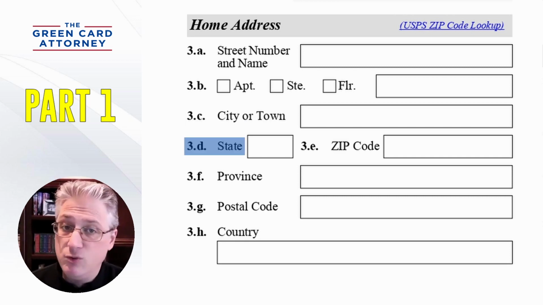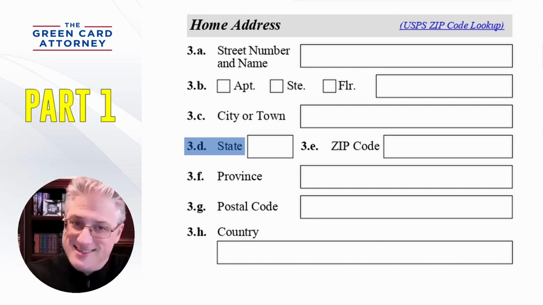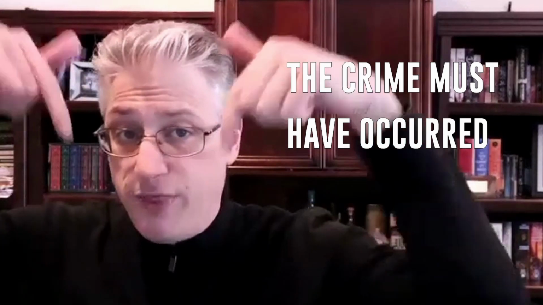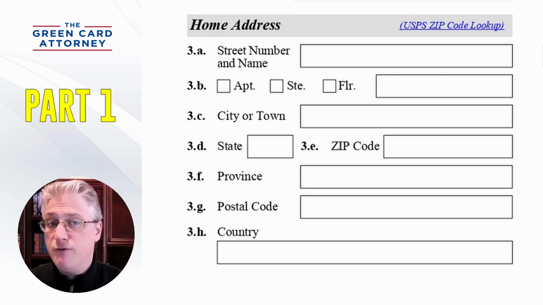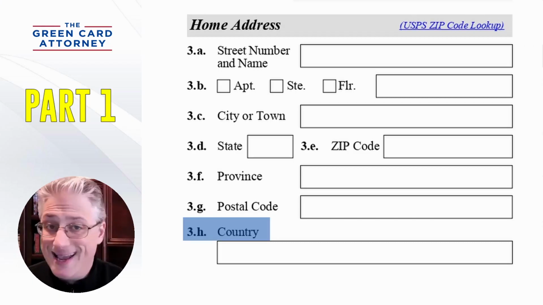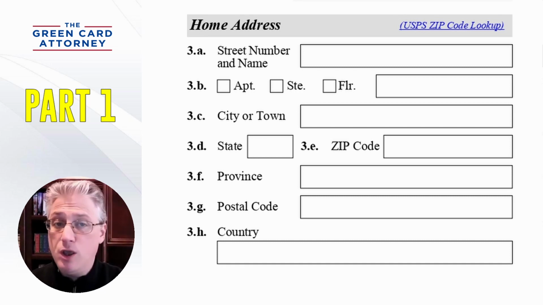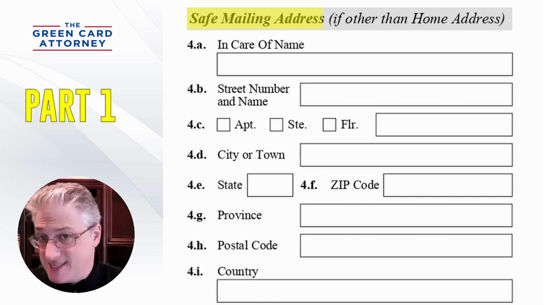3D, the form gives you different selection options with the initials of all the states in the United States. If you're outside of the US, don't worry, you can still apply. Remember that to apply for a U visa, the crime must have occurred within the US, but you can still apply from outside the US. Make sure you fill the boxes with your country address, and in the state option, you can select not applicable. Continue filling out your information in the province and postal code section. Let's continue with the next part, safe mailing address.